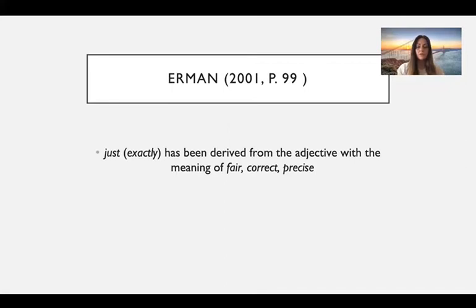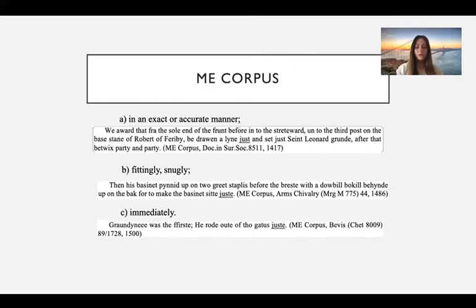The early stages of such transformations involve metaphorical abstractions. This hypothesis finds evidence in Ehrman, who claims that just, in the meaning of 'exactly', has been derived from the adjective with the meaning 'fair, correct, precise'. Overall, entries of adverb just elicited from the Middle English corpus indicate that the dominant particularized meaning is associated with the notion of exactness. So the major senses are distributed as follows: in an exact or accurate manner, fitting snugly, and immediately.